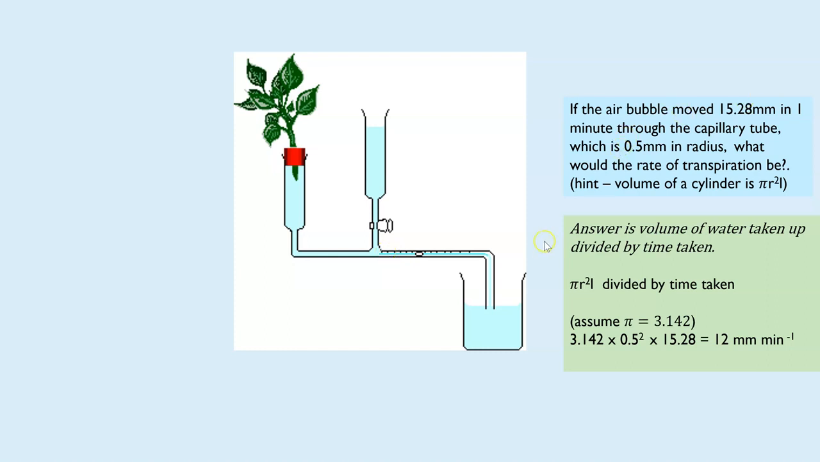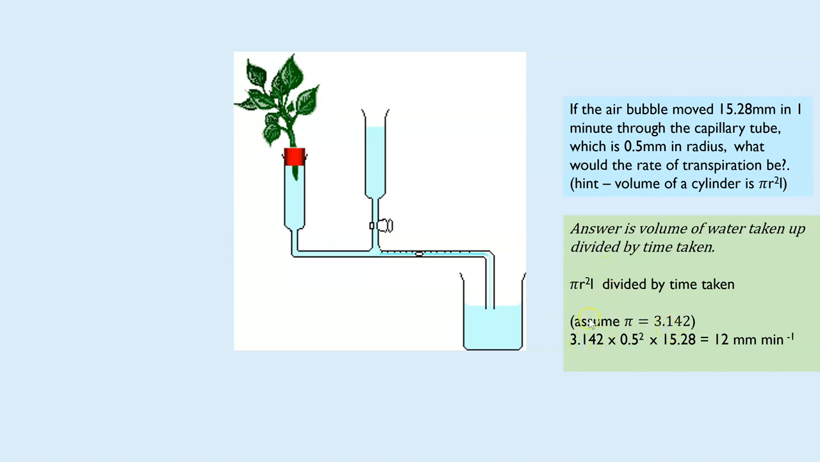The next piece of information is the radius of that capillary tube is 0.5 millimetres. So using that information we can work out the volume, and because it's a rate it'd be the volume divided by time taken. It was only 1 minute, so it will only be divided by 1. So essentially, we just need to work out the volume. To work out the volume of a cylinder, it's pi r squared times L, which is the length or the distance that the air bubble moved.